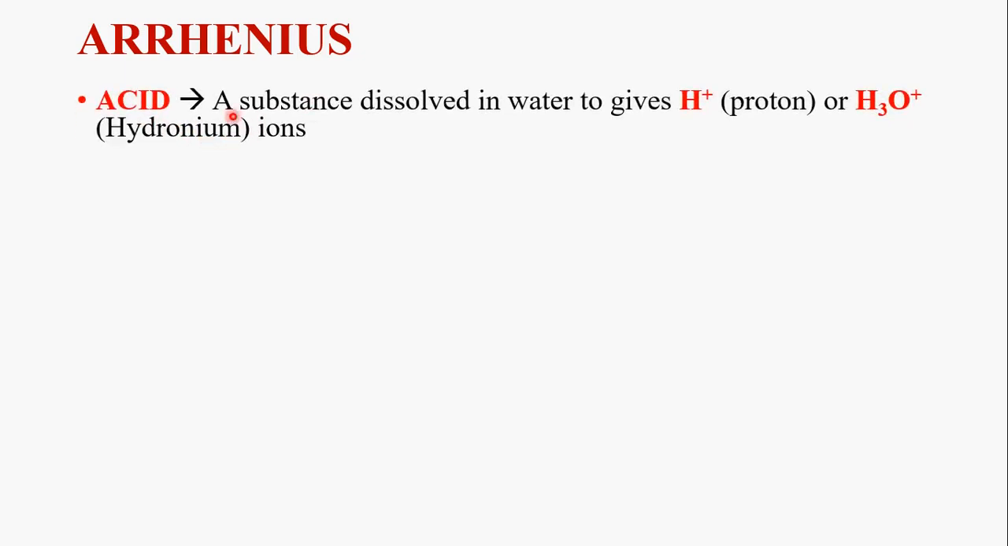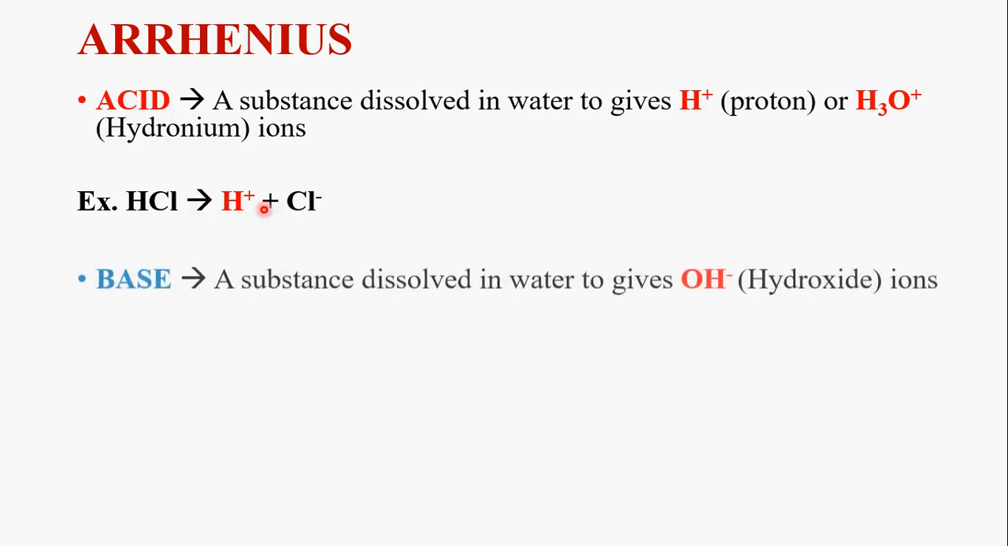Arrhenius gave the definition of acid: a substance dissolved in water to give proton or H3O plus hydronium ions is an acid. So generally this theory works for aqueous solutions, and if any substance is dissolved in water and it gives H plus or H3O plus, it is an acid. Just an example, HCl. HCl is hydrochloric acid, that is a concentrated acid. So in water it will dissociate into H plus and Cl minus ion. So this is an acid.